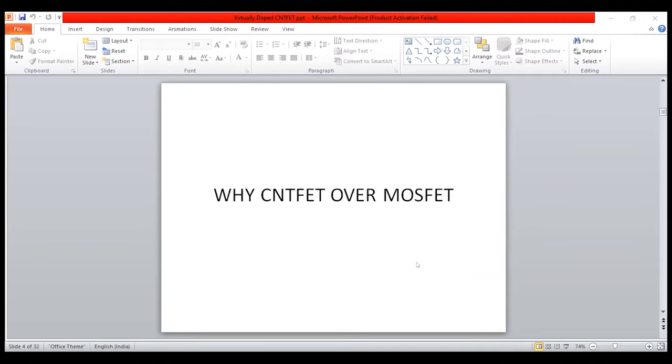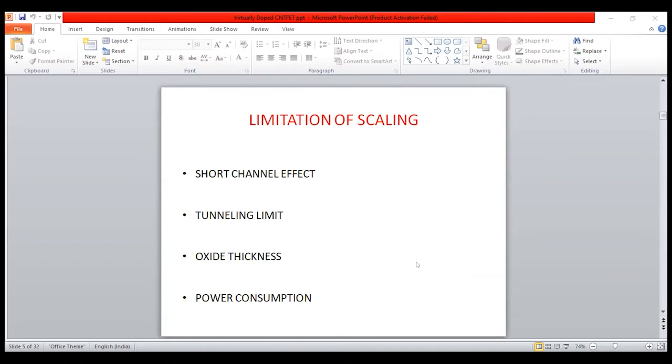So the first question comes: why CNT over MOSFET? As we know, in technologies we use processors, we use CMOS as the device. Because the MOSFET, according to Moore's law, can be scaled only up to a limit. After a particular number of nanometers, after 10 nanometers, you cannot go to lower scalings because of leakage currents and the power dissipation problem. So there are limitations of scaling due to short channel effect, tunneling effect, oxide thickness, and power consumption.